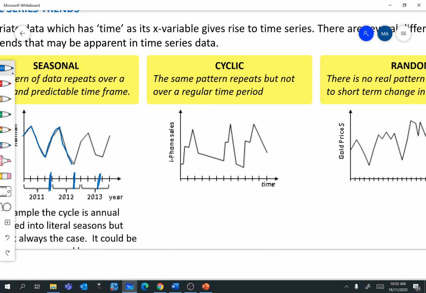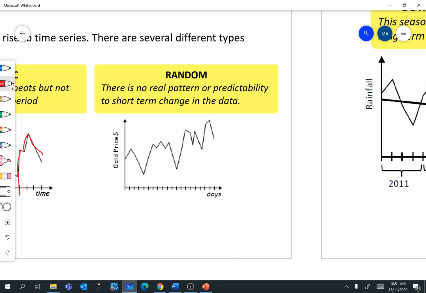Cyclic is similar to this. We have the same pattern repeating, but it's over irregular time periods. We can see this same shape to the peak here and here, but when we get to the third peak, the gap between the second and third peaks is really quite small in time, whereas the gap between the first and second is longer. So a repeating pattern, but over irregular time periods. Now random is just as it sounds, no real pattern or predictability.